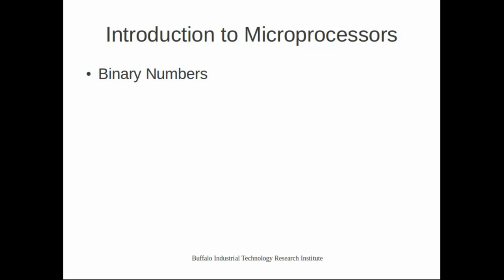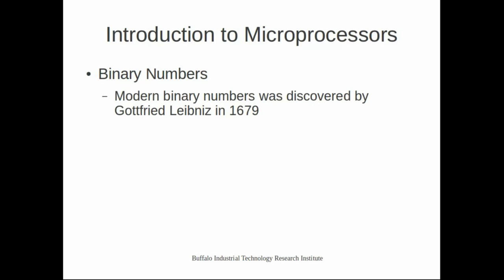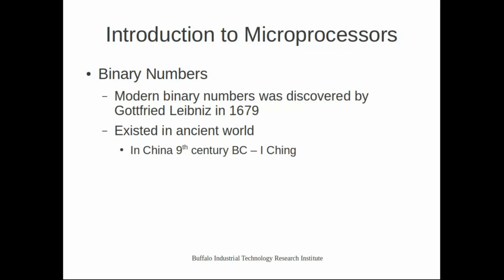The modern binary numbers was discovered by Leibniz in 1679. Even before he invented binary numbers, it existed in the ancient world. In China, a divination method called I Ching existed in 9th century BC. It had yin and yang, essentially a binary representation.